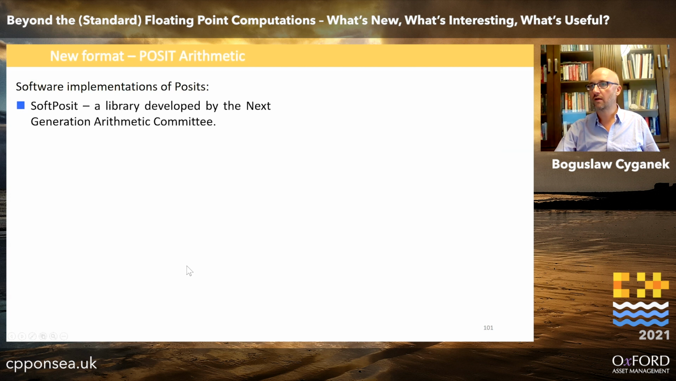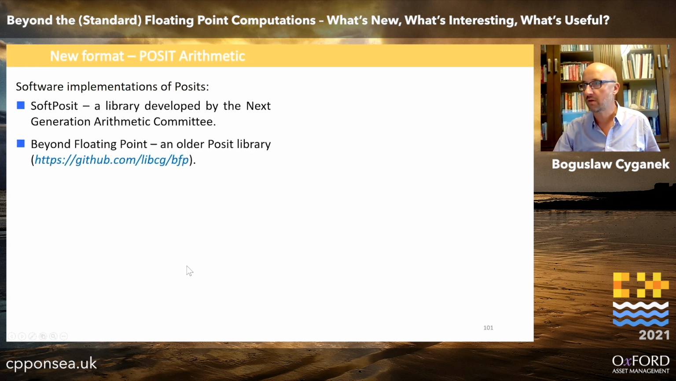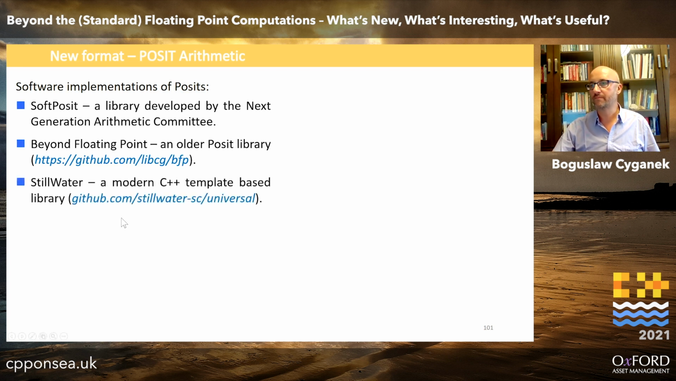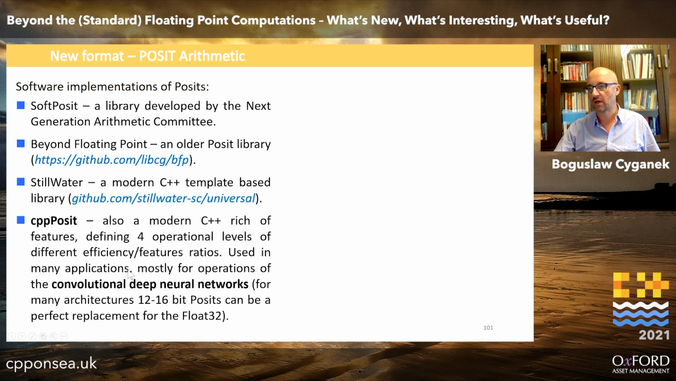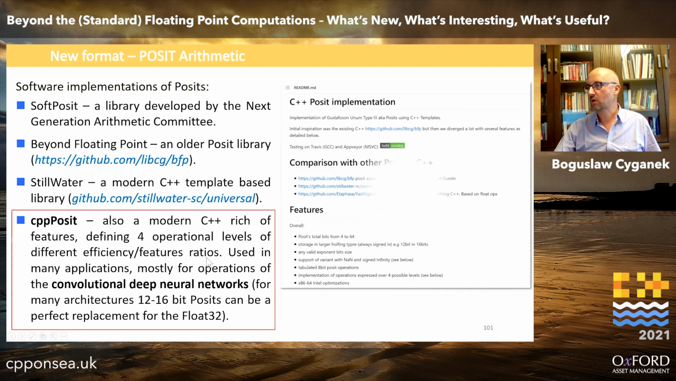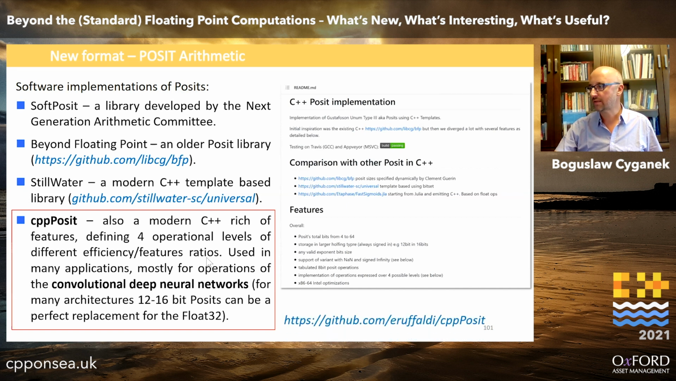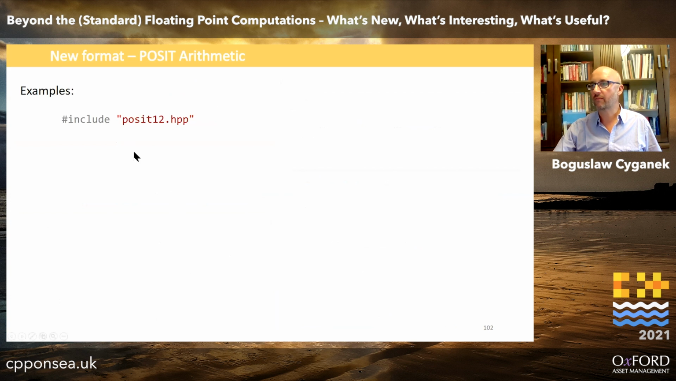And here is, let's go to the software. Finally, there are few POSIT implementations, Stillwater, beyond floating point, but what I found the best is this CppOnSea, used also for convolutional deep neural networks, and also you can download it from the GitHub. Let's see how does it work.